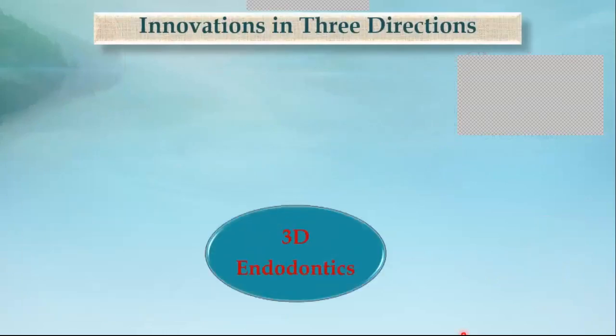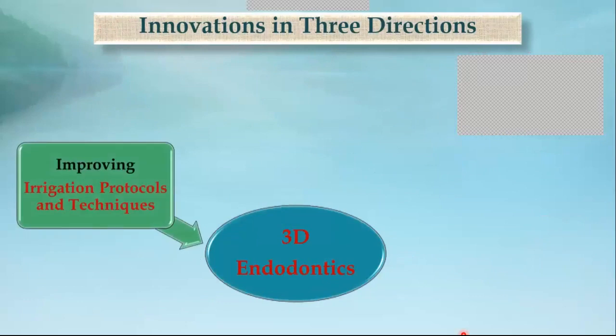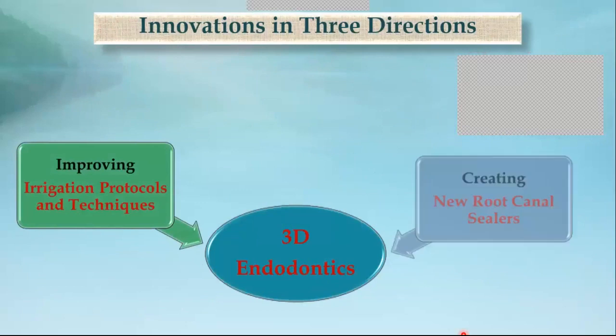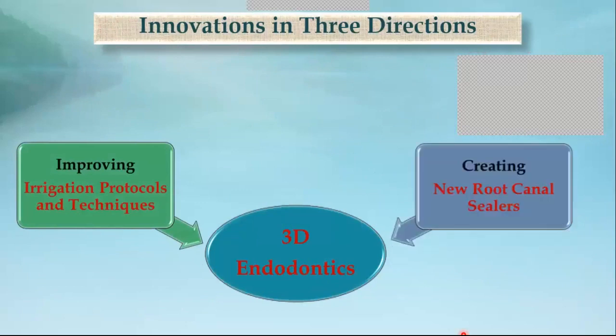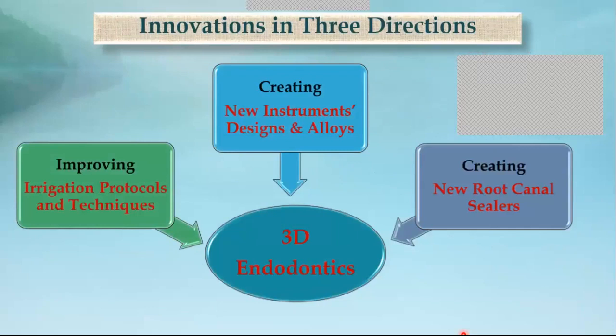Clinical and product research have focused on concentrating their work in three directions to reach the goal of three-dimensional endodontics: improving the irrigation protocols and techniques, like the use of ultrasonics and laser-assisted irrigation; the creation of new root canal instruments, with the breakthrough in bioceramic nanotechnology; and the creation of new instrument designs and alloys. And that's what we are going to address in today's lecture: the innovations made in nickel titanium instruments and how they affect our treatment outcomes.